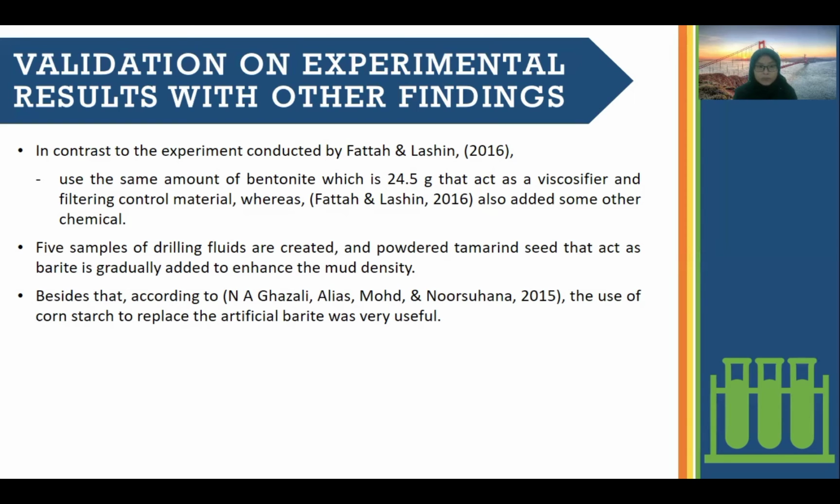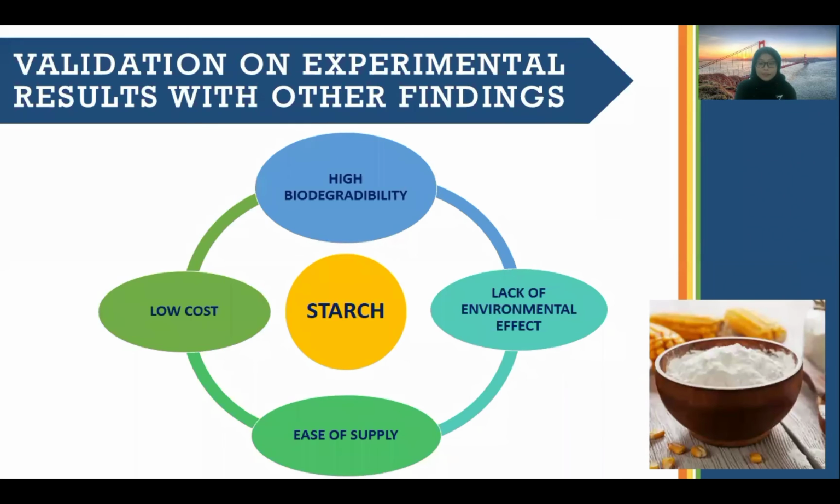In conclusion, the amount of powdered tamarind seed that we supplied in this experiment varies between 26.5 gram and 154.5 gram. Besides that, according to N.A. Ghazali, alias Muhammad, and Nur Suhana in 2015, the use of cornstarch to replace the artificial barite is very successful. This is because, based on our research, starch has 4 advantages. Firstly, it is high in biodegradability, which is thought to have significant potential as a mud additive for drilling wells with low bottom hole temperature.